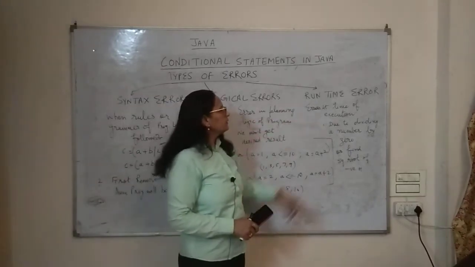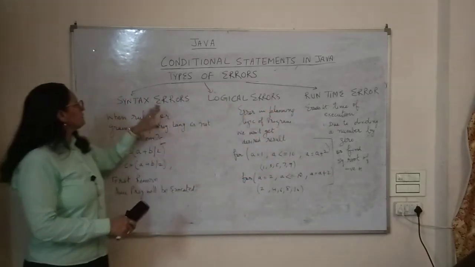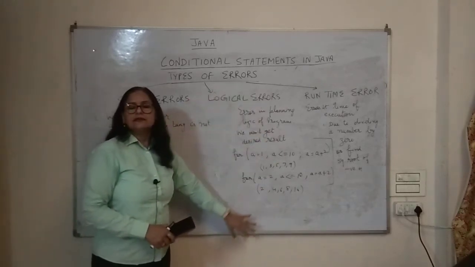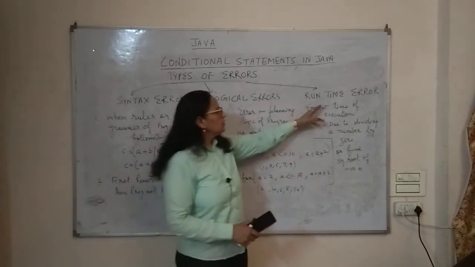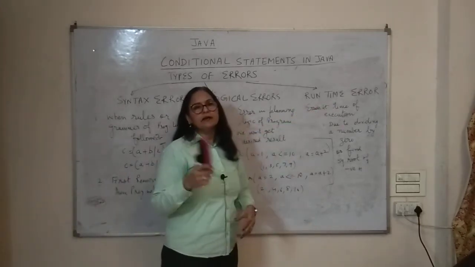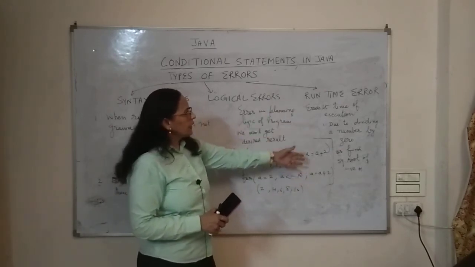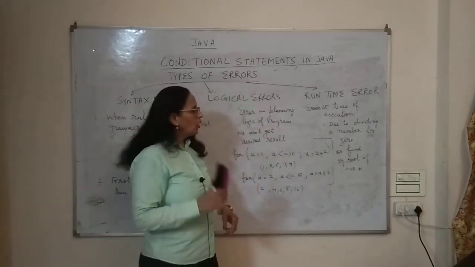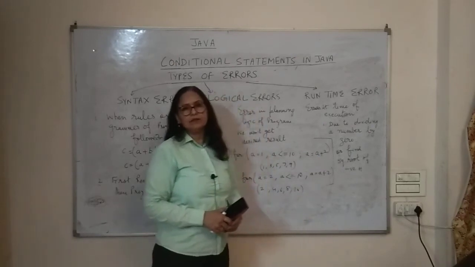Third is runtime error. My dear friends, when the programmer has removed all the syntax errors and all the logical errors, even then the program can show you some type of runtime errors. These runtime errors can occur due to dividing a number by 0 or due to finding the square root of any negative number.